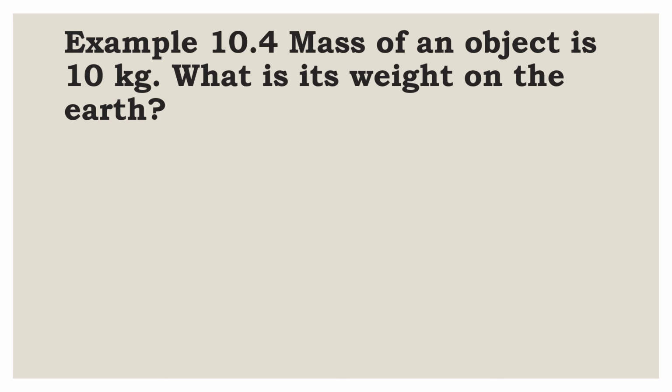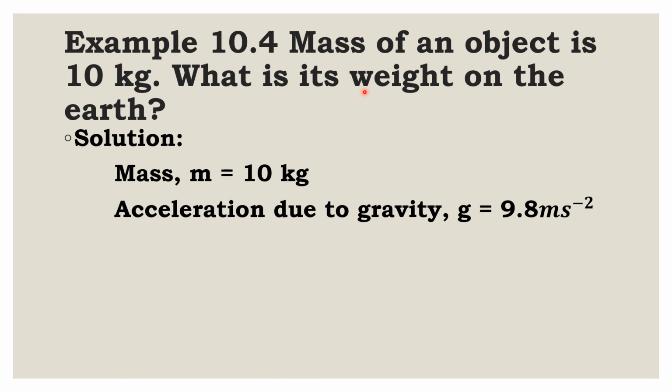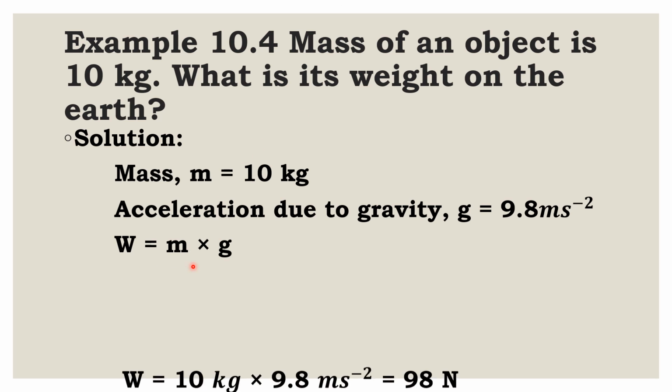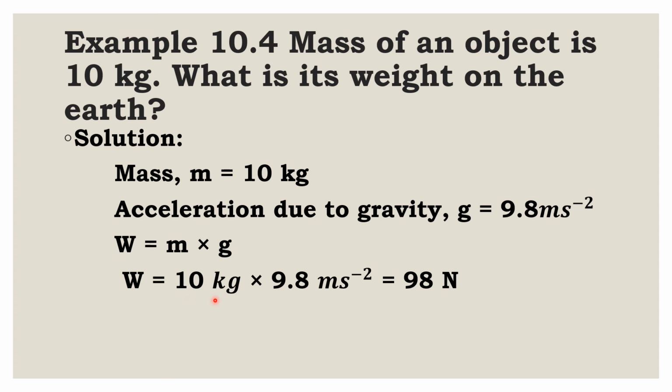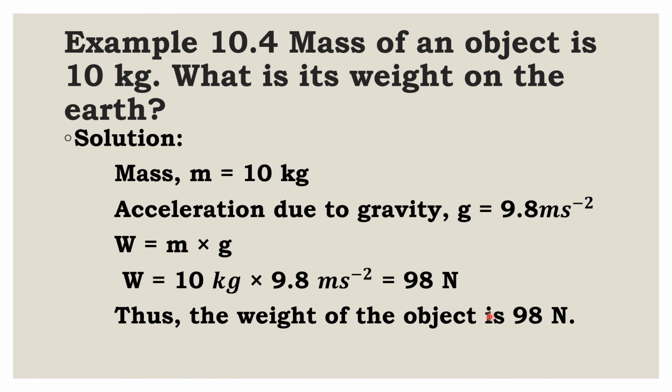Now let's see example 10.4. Mass of an object is 10 kilogram. What is its weight on earth? So we know that mass is 10 kg. Acceleration due to gravity is 9.8 meter per second square. So W equals mg. So we get W equals 10 into 9.8 meter per second square, which equals 98 Newton. Here mass was given and we had to find weight. So W equals m into g. So we got 98 Newton. Thus the weight of the object is 98 Newton.